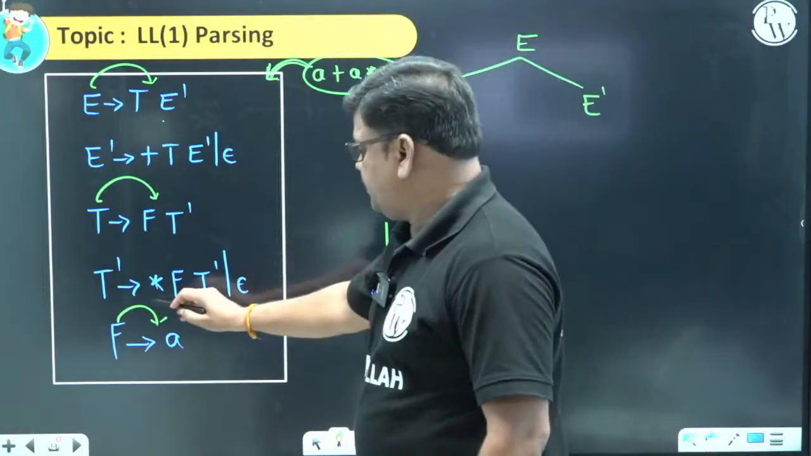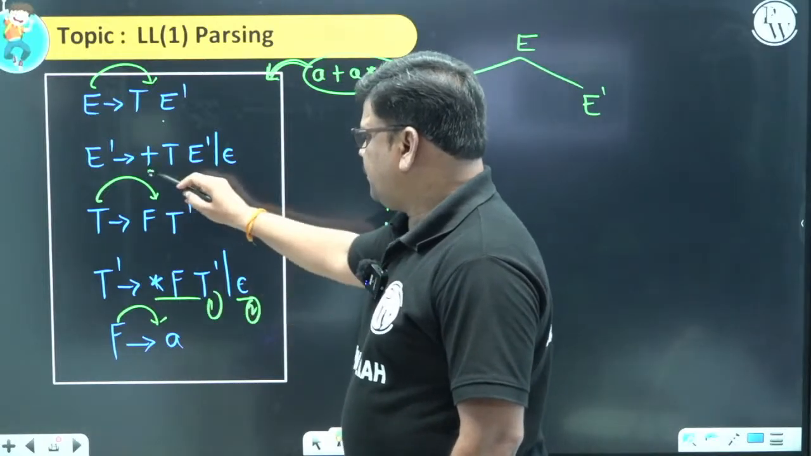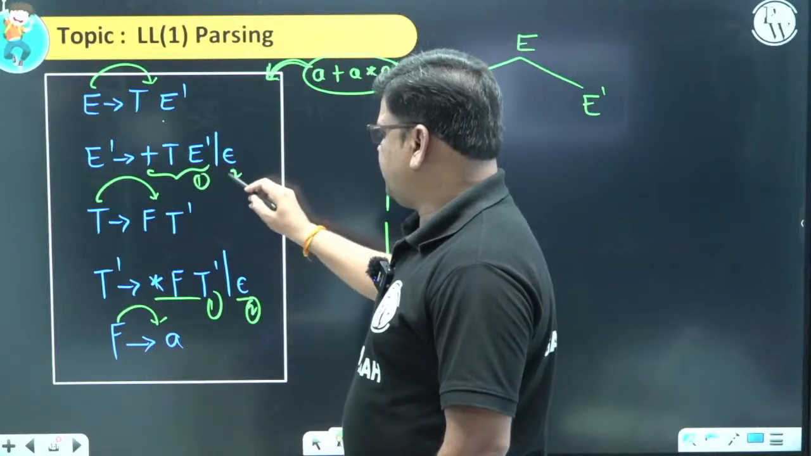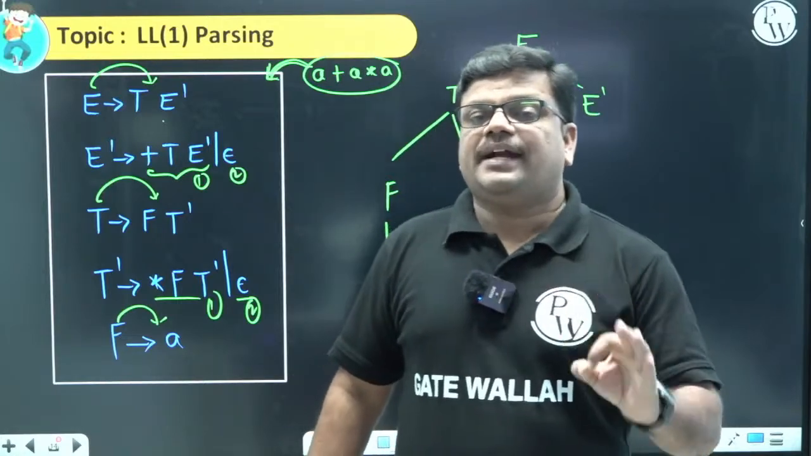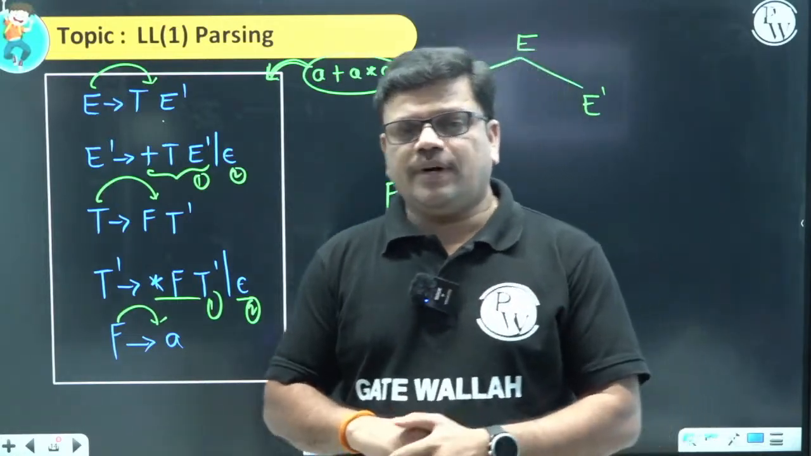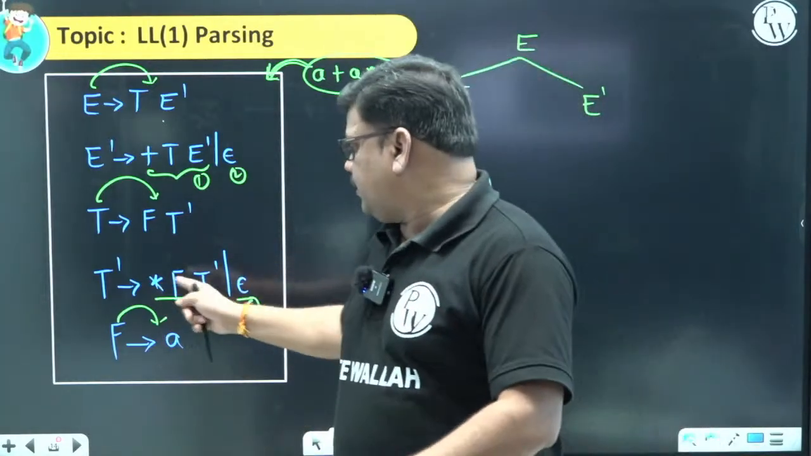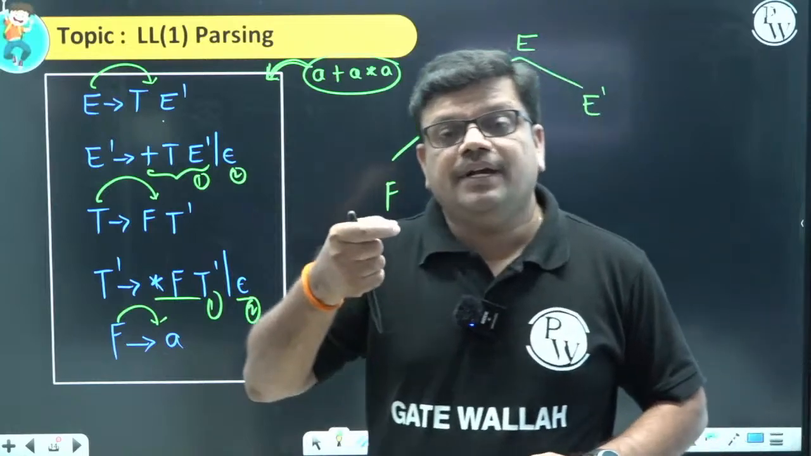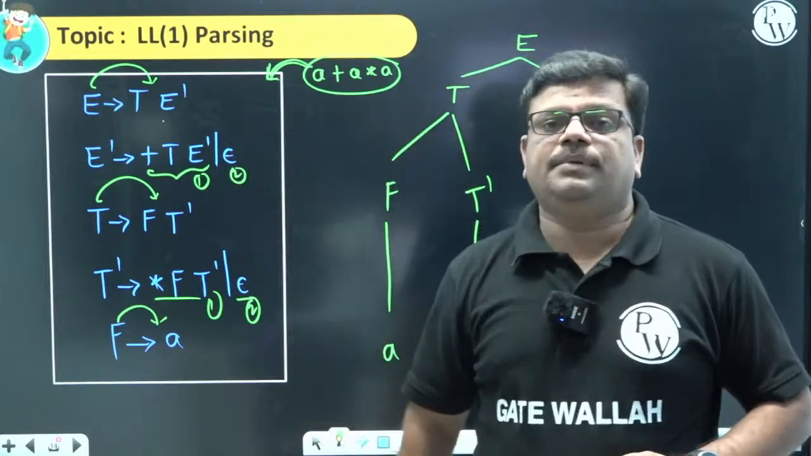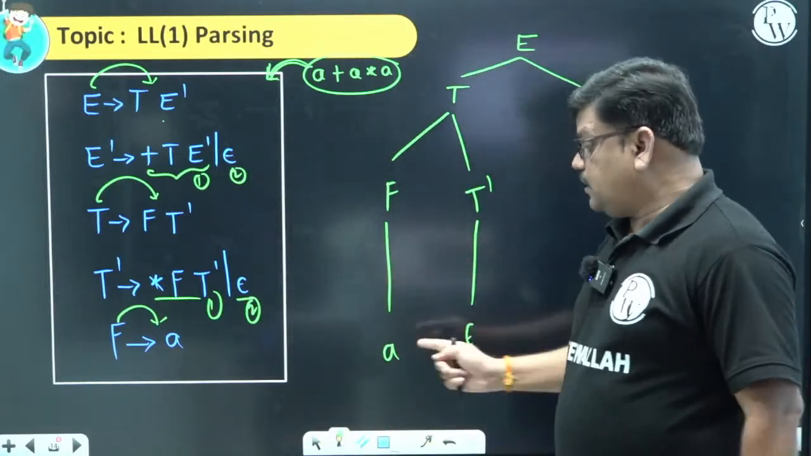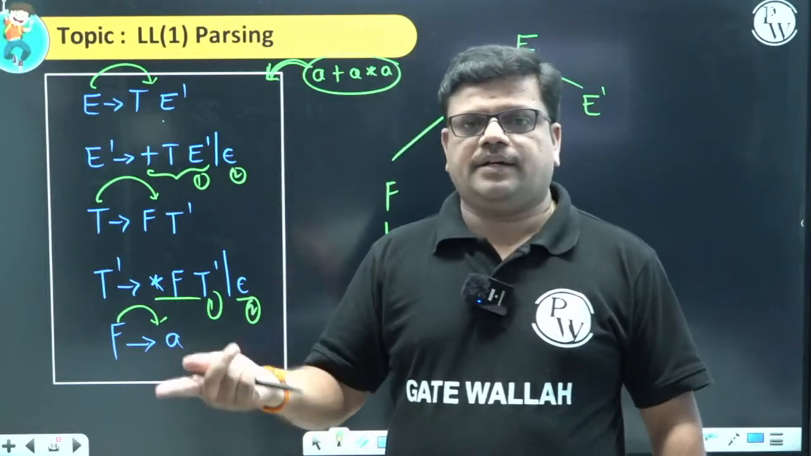Right, T dash will be replaced by epsilon. For this, whenever we have two productions, I am sometimes giving priority to one, sometimes to the other. This is exactly where the concept of backtracking is involved. So what is backtracking? If a non-terminal has multiple productions and you don't have any mechanism to select which production to use for replacement. Here I am using the second one, using some mechanism. If you don't have that mechanism, the parser will fall into backtracking.